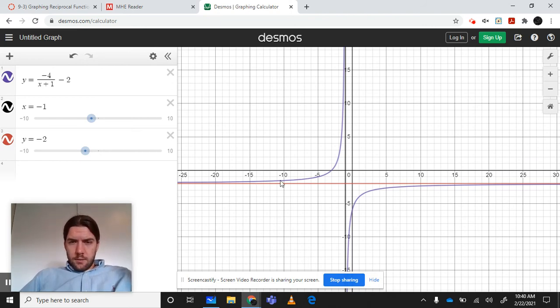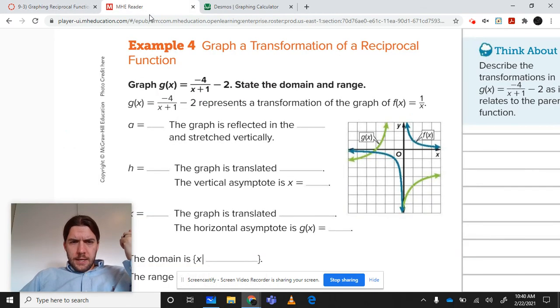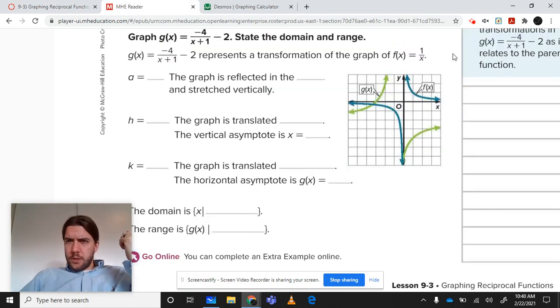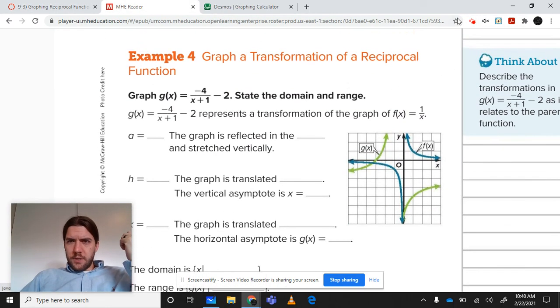And our domain in the x direction is all values other than -1. Okay, so there's one excluded value for the domain, and there's one excluded value for the range. Those correspond to our 2 asymptotes. And I believe that is all that we need to discuss for example number 4.